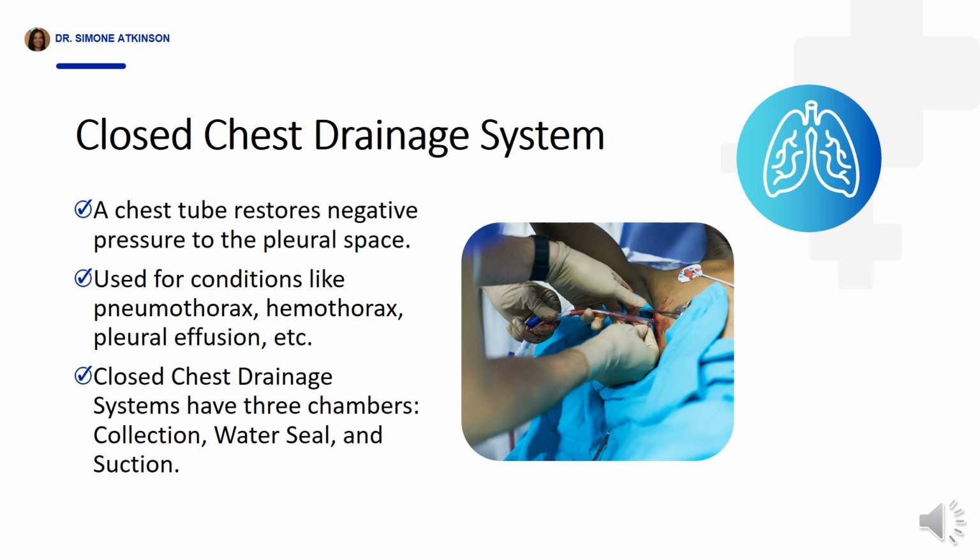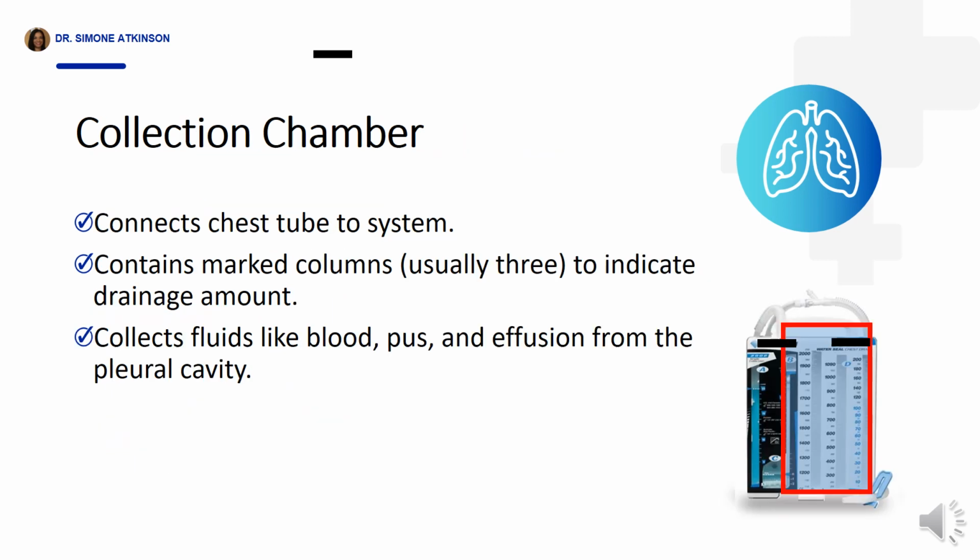The closed chest drainage system is used to restore negative pressure in the pleural space and treats various conditions like pneumothorax, hemothorax, and pleural effusions. And we have three chambers: the collection, water seal, and suction chambers.